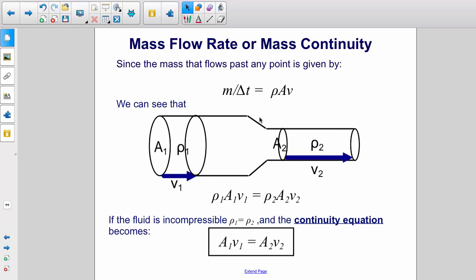Since the mass that flows past any point is given by m divided by delta t equals rho A v, we can see down here that because the masses are equal, rho 1 A1 v1 has to be equal to rho 2 A2 v2. If the fluid is incompressible, which we assume in all the problems we'll be doing, rho 1 equals rho 2, and our mass continuity equation is just given by A1 v1 equals A2 v2, where A represents cross-sectional area and v represents the velocity of the fluid.